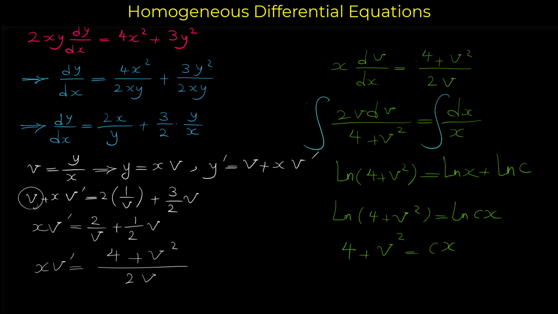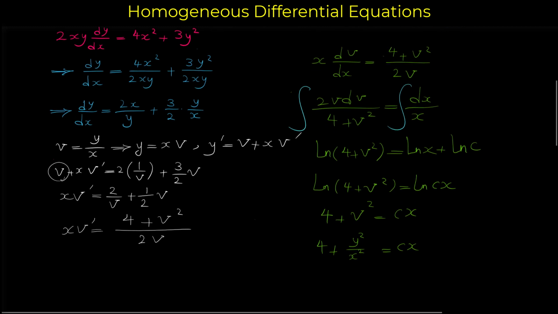Now here, if we replace this v with y over x, we have 4 plus y over x squared equals cx. Y over x squared is actually y squared over x squared, which if we multiply both sides of this relation by x squared to get rid of the x squared in the denominator, we can write our final answer in this form.